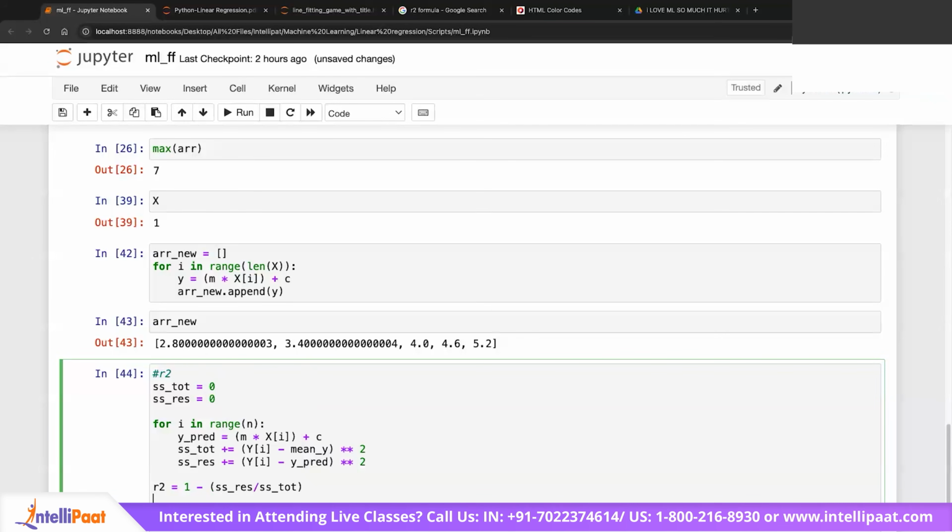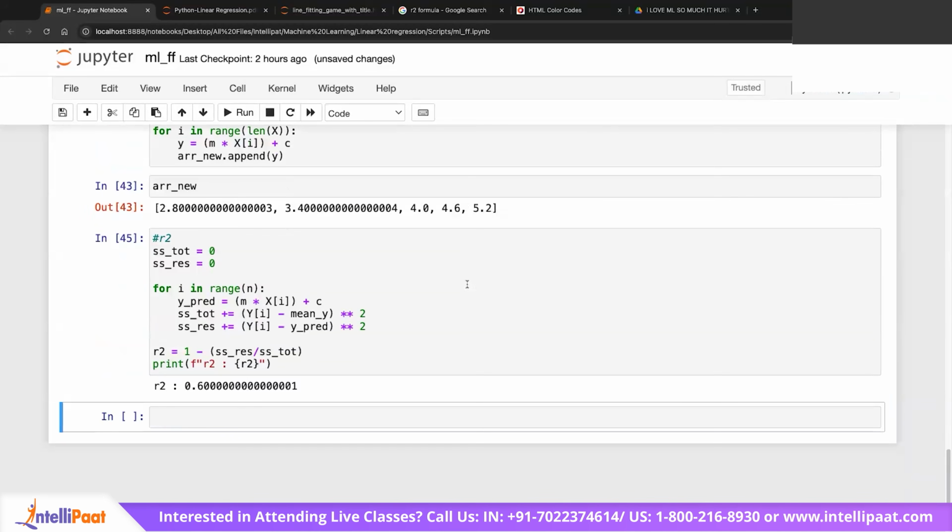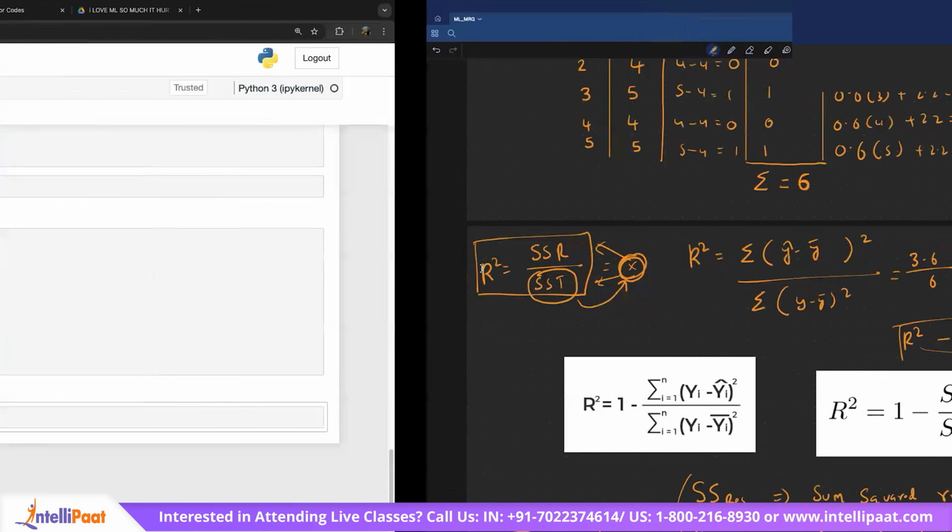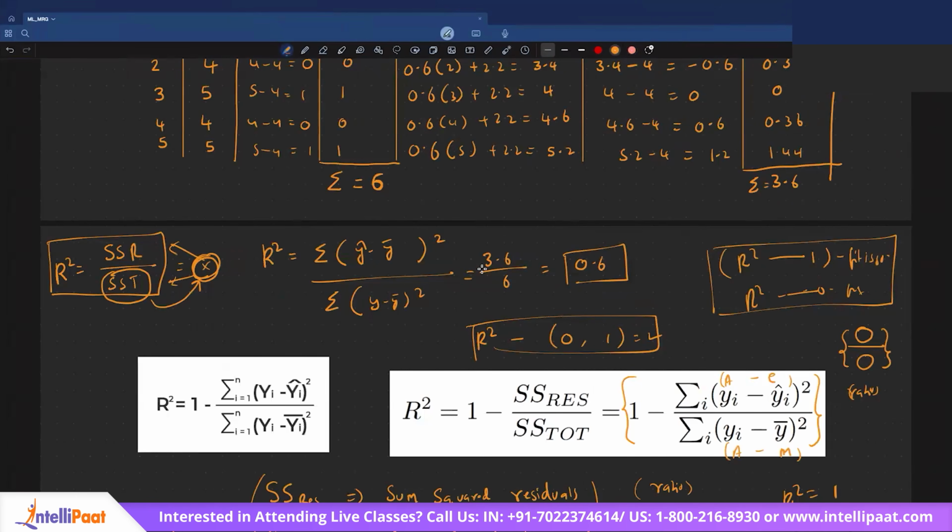If I run this and print, go ahead and print f double quotes R square is going to be R square. If I run the answer, what answer did we get? 0.6. What answer did we get here? The only difference in this formula and that formula is sum of square total and residuals are opposite. Agree? The numerator is the denominator, the denominator is the numerator.